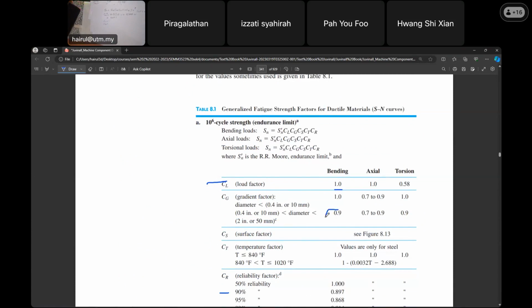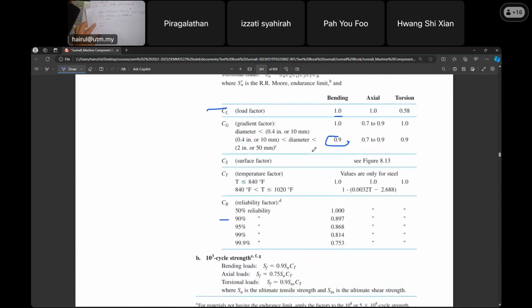We use bending, why bending? Because bending stress is the highest compared to torsional stress. Bending stress we got is 137.6, while torsional stress is only 32.6 megapascal. So bending governs, and you use the first column. If the torsional stress you get is greater than bending, you will use the third column, torsion. Understand? Because bending stress is 137.6 and torsional only 32.6, bending stress governs. So Cg is 0.9 because of 25 millimeter.